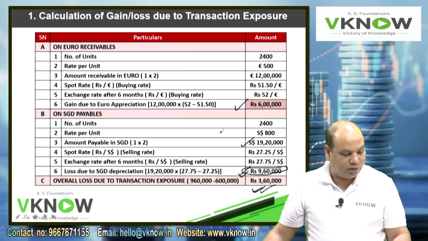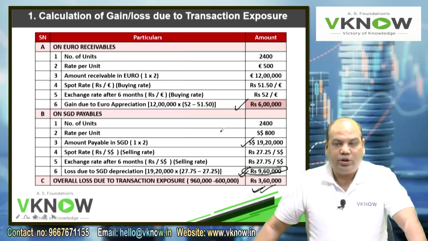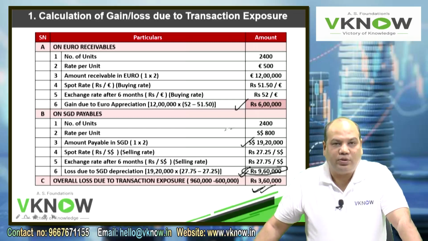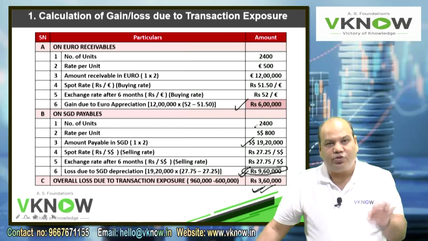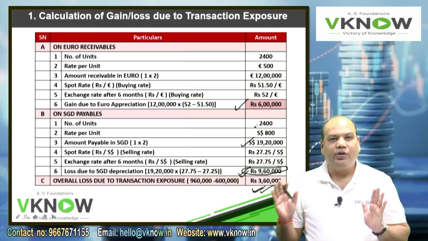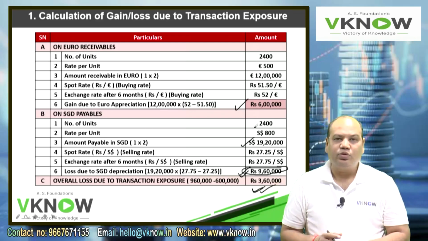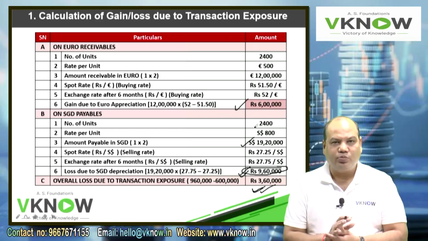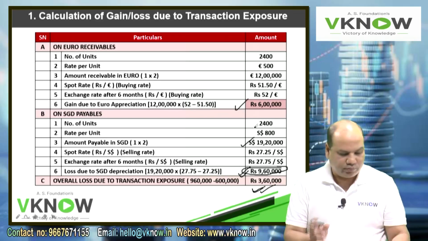Now what happened in part 2? They negotiated with the foreign customer and said that we will supply the air conditioner at rupees 25,000. So as far as exports are concerned, now there is no transaction exposure, but imports are still exposed to transaction exposure.